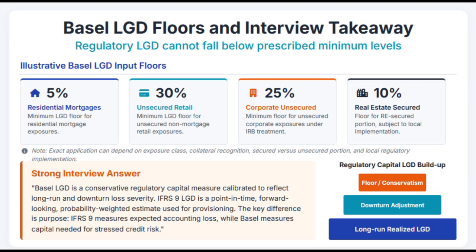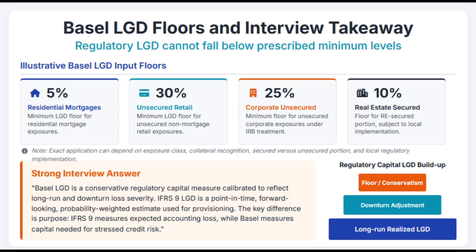Basel LGD requires residential mortgages a 5% minimum. From an unsecured retail perspective, 3% should be the minimum. For corporate unsecured, the minimum floor for unsecured corporate exposures under IRB treatment is 25%. And similarly for real estate secured, I have checked and found it to be 10%. Do check at your end as well and let me know in the comments if any number varies.